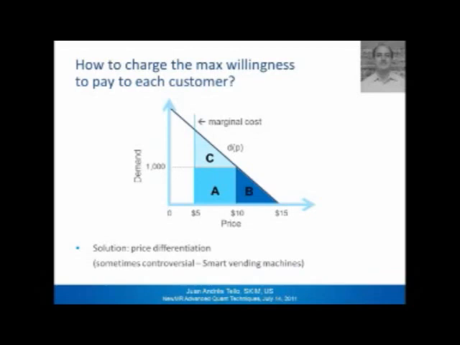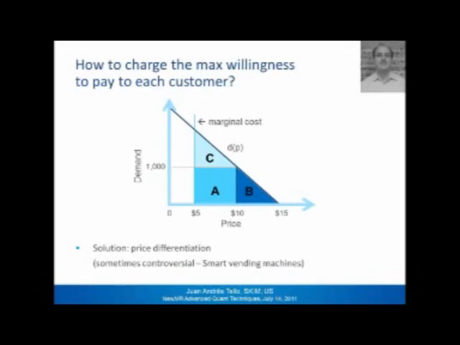What happens then is that you have missed profit opportunities represented by B and C. Consumers in B would be willing to pay a little bit more than the $10, and yet you're leaving that money on the table. And consumers in C are able to pay a higher price than your marginal cost, but lower than the $10. So you're missing those. The solution for this problem is basically price differentiation, sometimes called price discrimination.